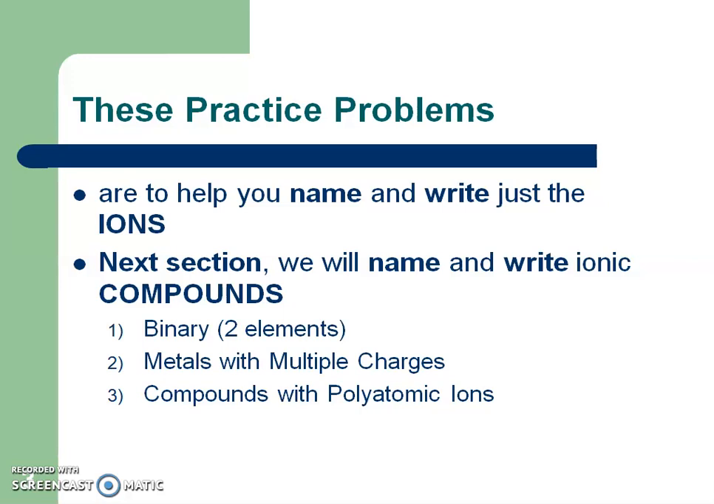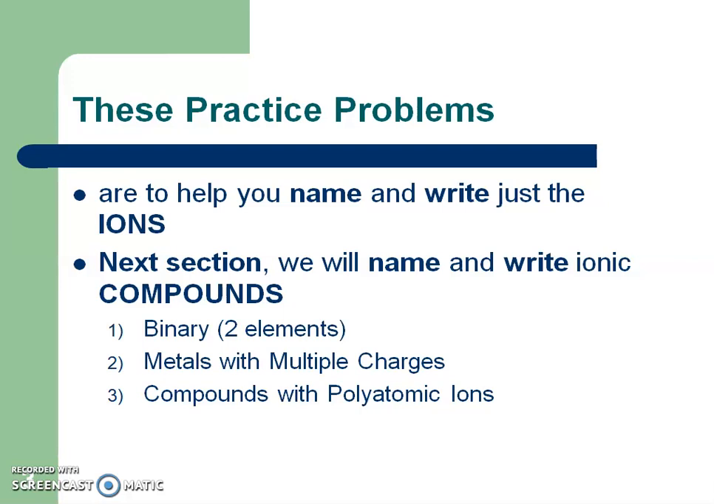So the more you're familiar with the parts of a compound and the ion names they form and the charges, it's going to be a lot easier to deal with the next section. And in the next section, now we're going to kind of combine everything. We're going to talk about how to name and write ionic compounds for binary compounds. Those are just going to contain 2 elements.